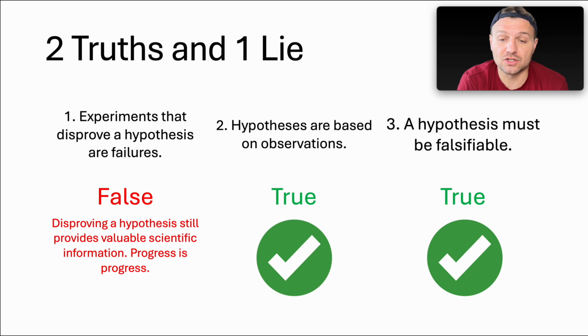Number 2 and number 3 are true because hypotheses have to be based on observations and past knowledge. A hypothesis also must be falsifiable because part of the scientific method is that it must be able to be disproven.